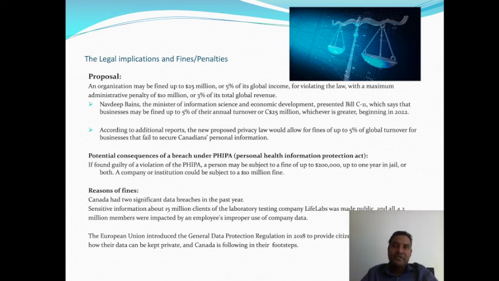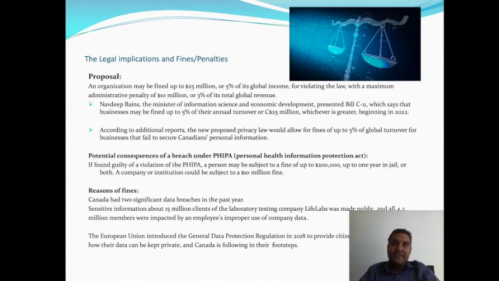Potential consequences of a breach under the Personal Health Information Protection Act: if found guilty of violation of the Personal Health Information Protection Act, one may be subject to a fine of up to $200,000, up to 1 year in jail, or both. A company or institution could be subject to a $10 million fine. Reasons for fines.